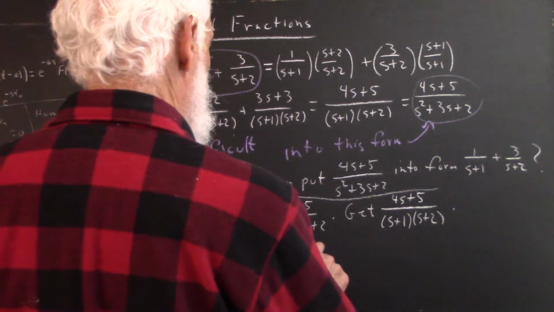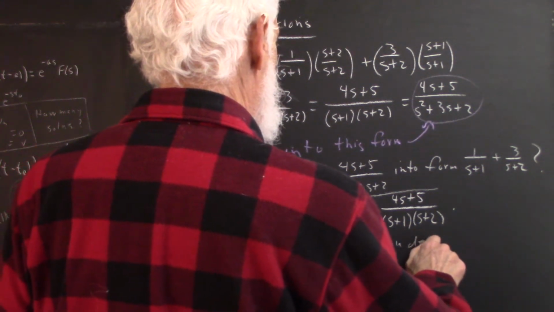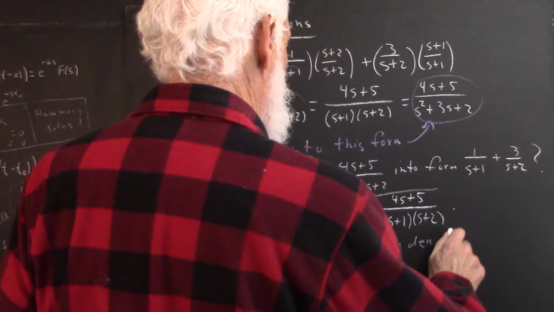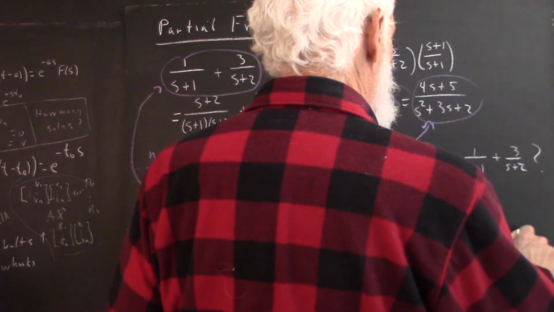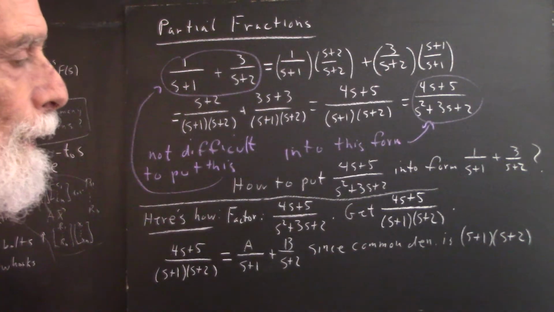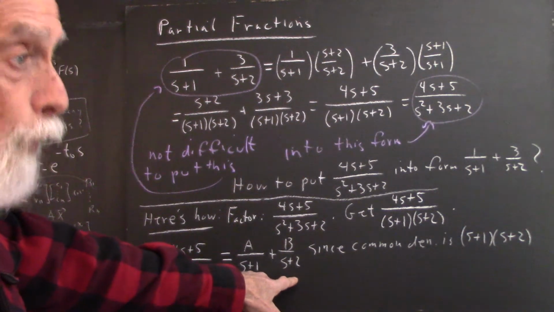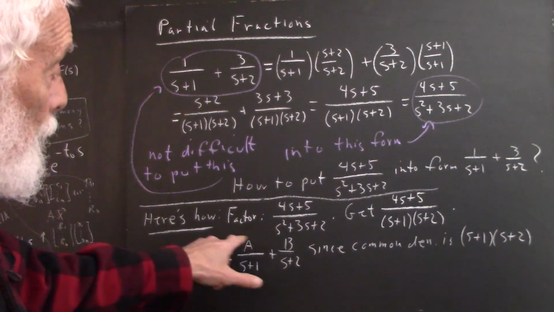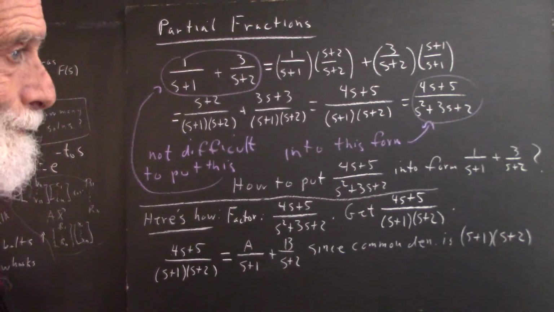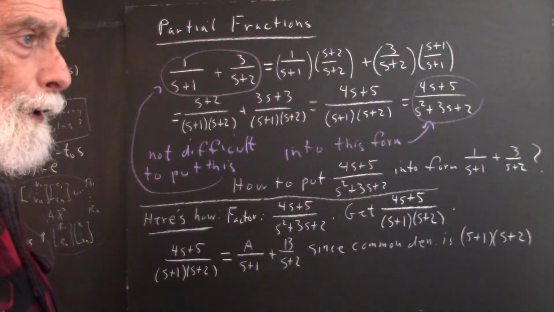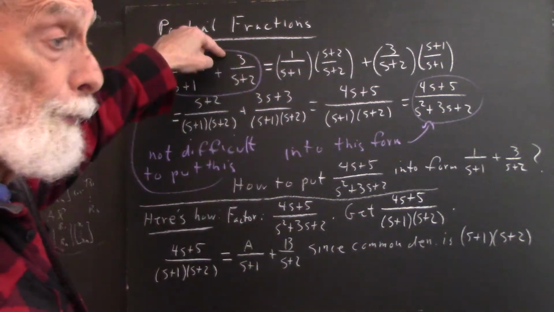So I can say since the common denominator here is s plus 1 times s plus 2, already this is in this form, but we've got to figure out what a and b have to be. So we're going to get two simultaneous equations, which will then be quite easy to solve. And when we solve those equations, we're going to find that a has to be 1 and b has to be 3.